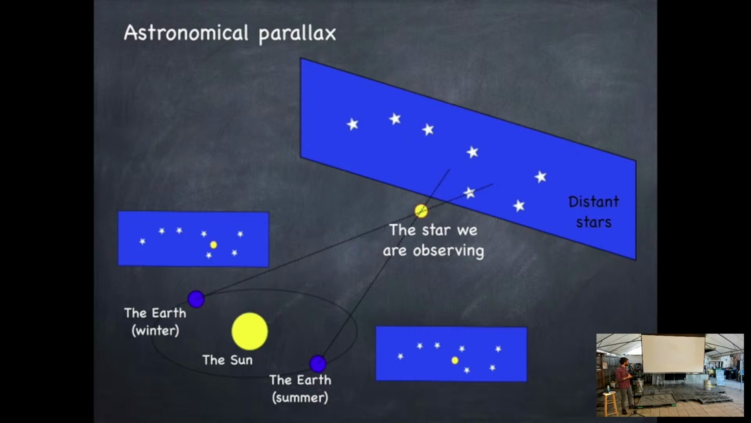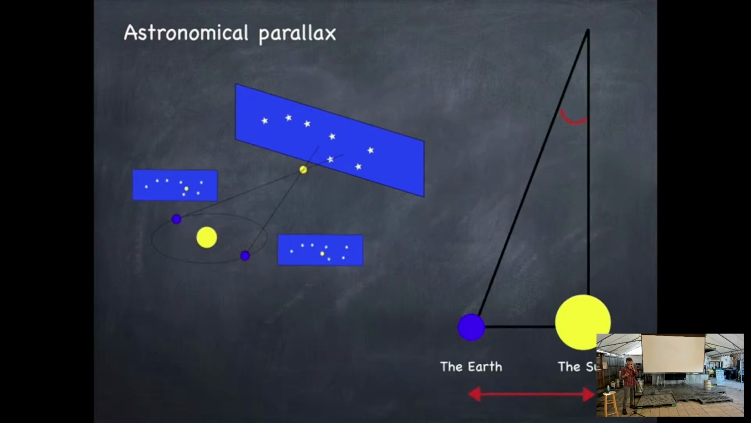Okay? So for example, a larger shift would correspond to... sorry, a larger shift is smaller distances, closer objects. Smaller angles, smaller shifts are more distant objects. If the object is very, very distant, we won't see any shifts at all.